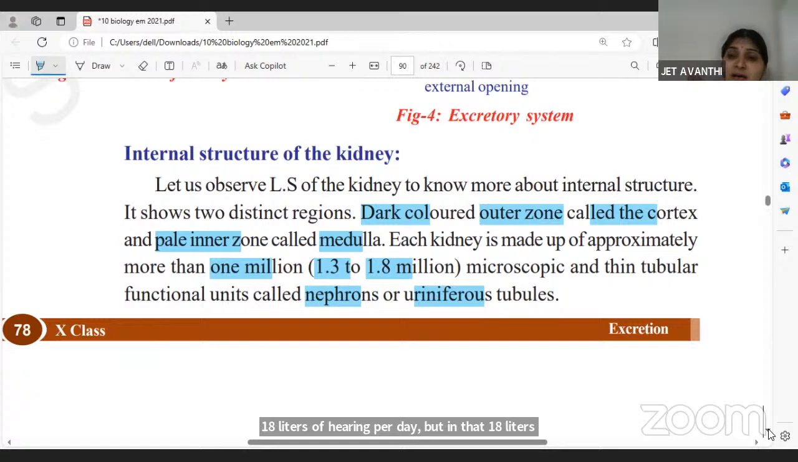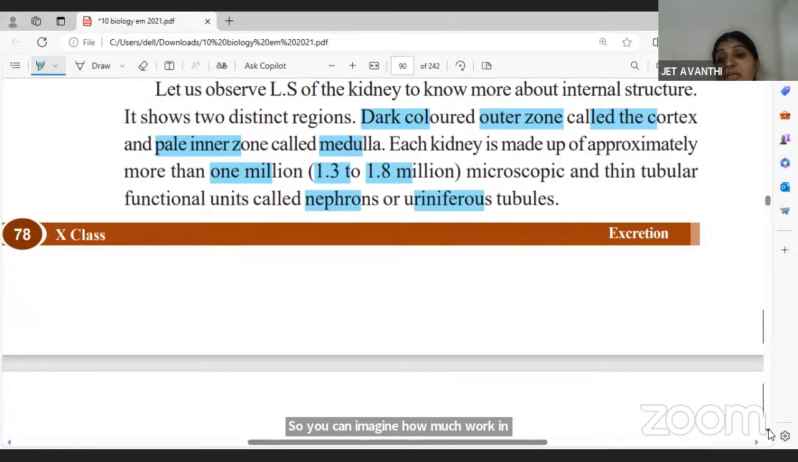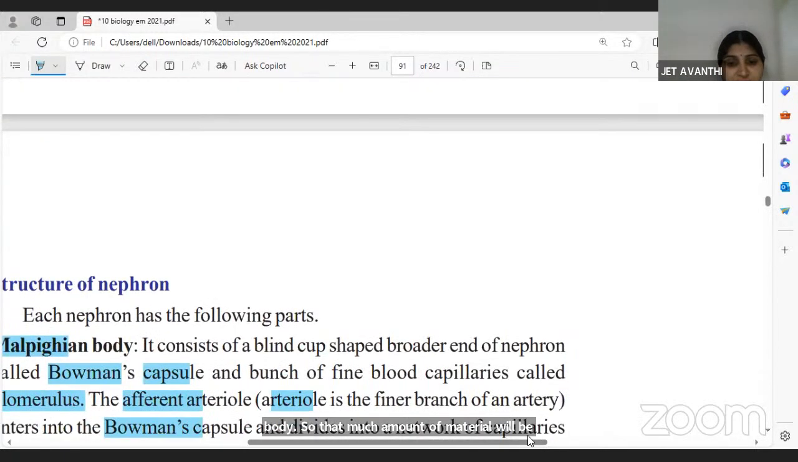The rest of that material is reabsorbed into the blood circulation. So you can imagine how much work a nephron does in our body. That much amount of material will be reabsorbed into the blood circulation. That is the importance of the nephron, children.